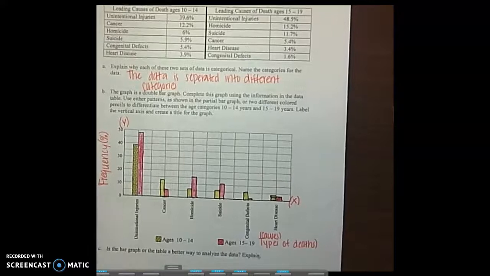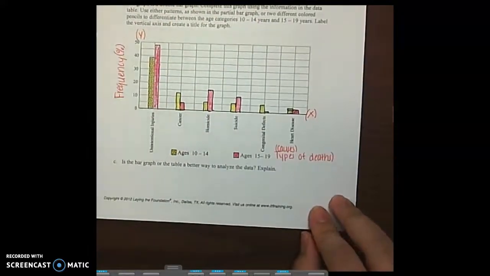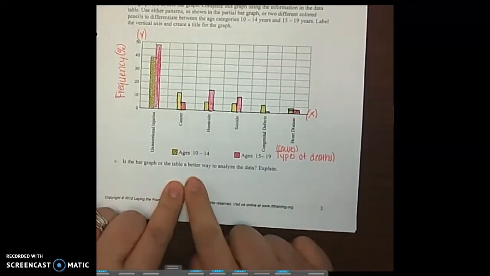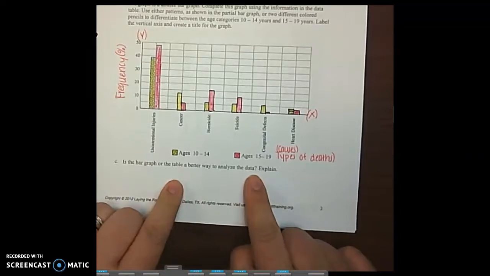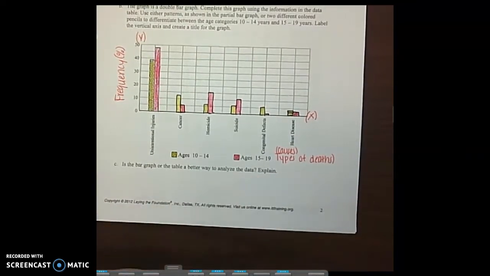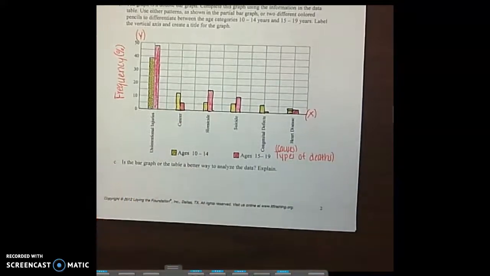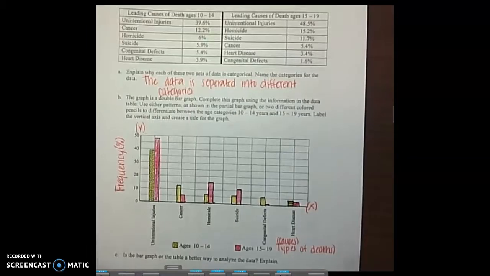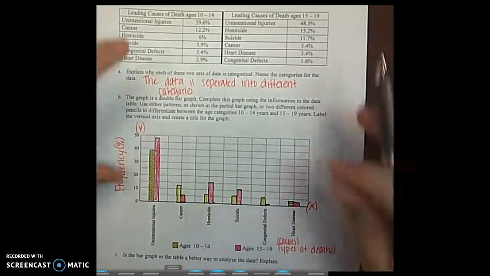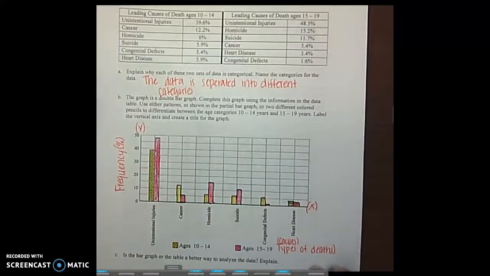All right. C says, is the bar graph or the table a better way to analyze the data? So really, it just depends. The bar graph is better because it is a visual representation. But if you're wanting precise numbers, then the data table would be better. So it just depends on what you're wanting.